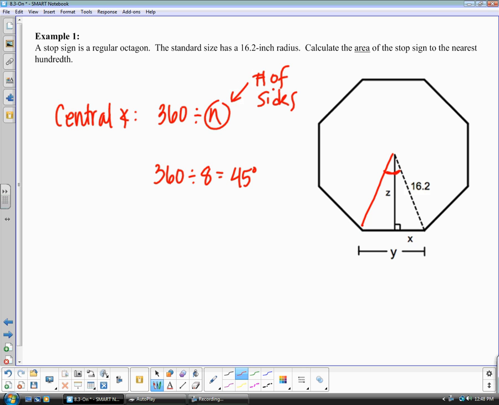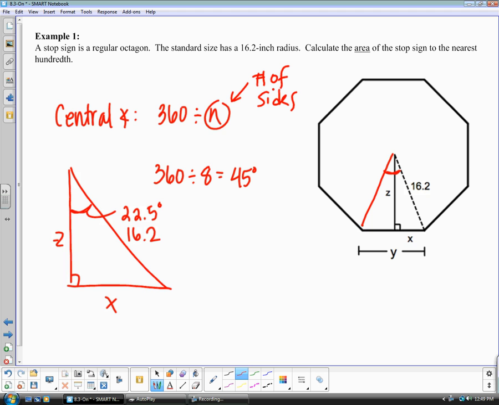But we don't want that whole angle. Let's pull that triangle out like we did in the past. We only want half of 45, so that angle is going to be 22.5. Now, we want to figure out the apothem, and we want to figure out that side length of that triangle using what we know. Let's find x first. If we have angle 22.5, that means that we have the opposite side and we have the hypotenuse.